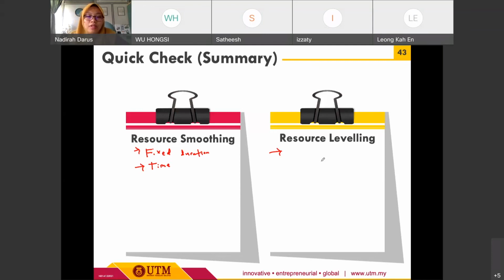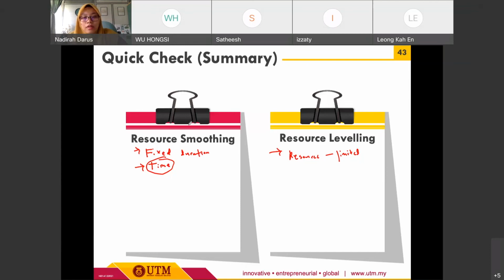So we just need to remember here that for resource smoothing, we focus on the time itself, time limited, and for leveling, it will be resource limited. Both of these are types of resource planning. Depending on the situation, depending on the scope that requires us to plan the resource, we need to make sure that we use the correct planning method so that we have a proper resource allocation.